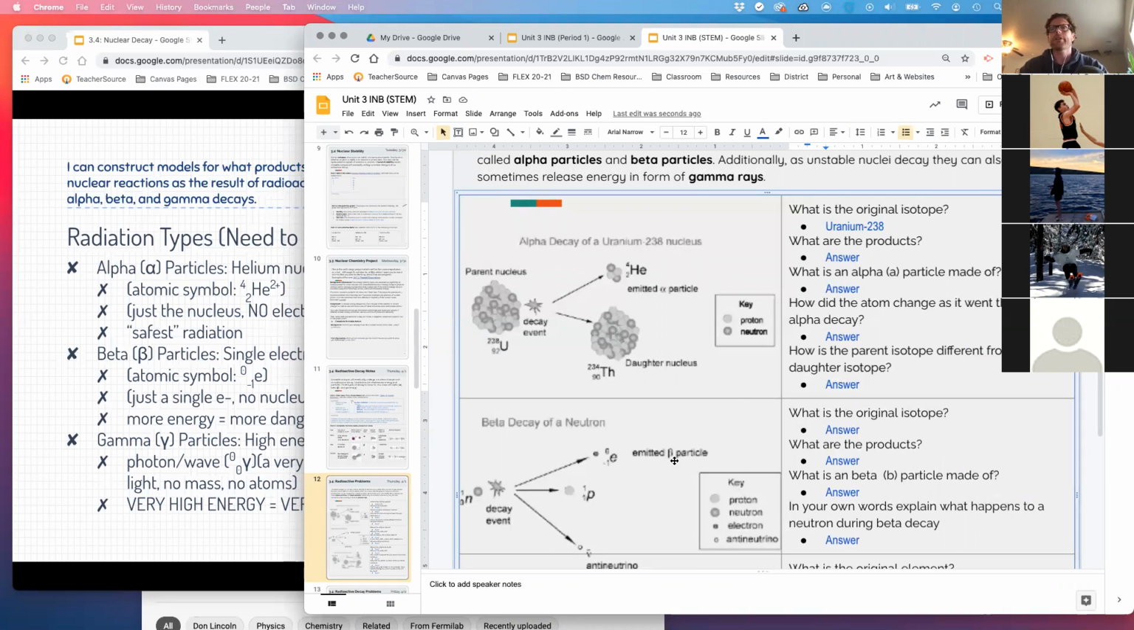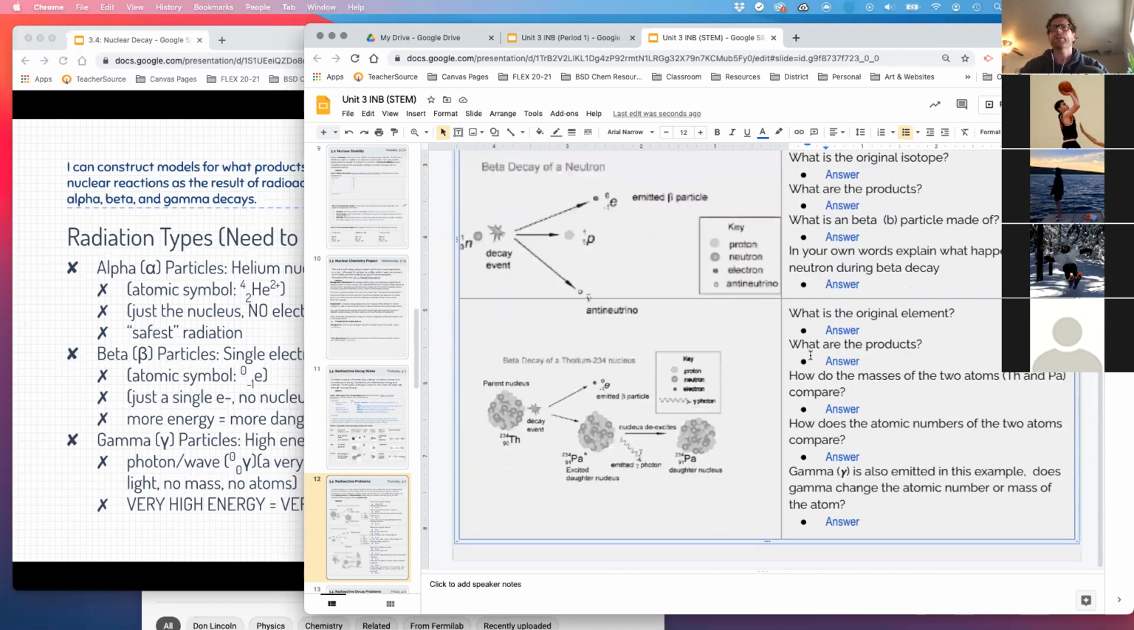So I want you to work on this page right now on your own. I'm going to go back to the other page so you can finish taking notes if you haven't. But once you're done, I want you to be working on this page right here.